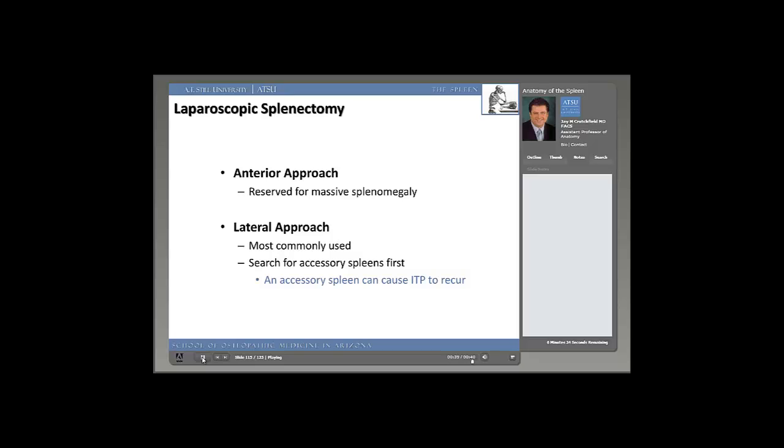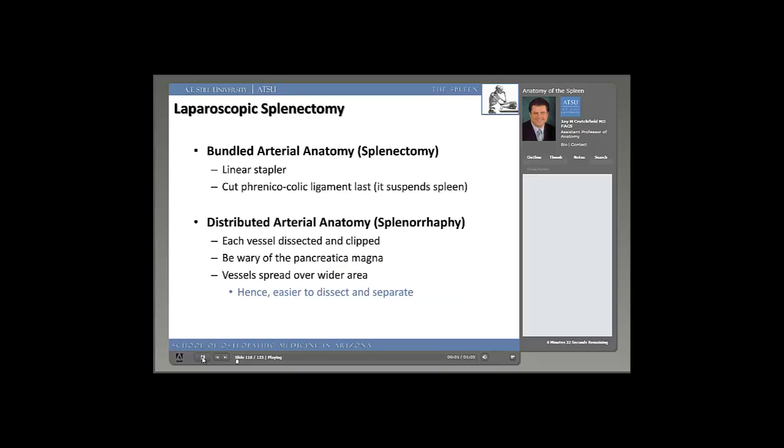When performing a laparoscopic splenectomy, the surgeon can hope for bundled arterial anatomy. That might make it easier for a linear stapler to be placed across the hilum to divide the vessels. It also will allow for some safety in dividing the tail of the pancreas to avoid a pancreatic fistula. When we take down the splenic flexure of the colon, i.e. the colon is suspended to the diaphragm by the phrenicocolic ligament, we usually take this down last because it helps to suspend the spleen and ease our visibility when we perform the laparoscopic procedure.